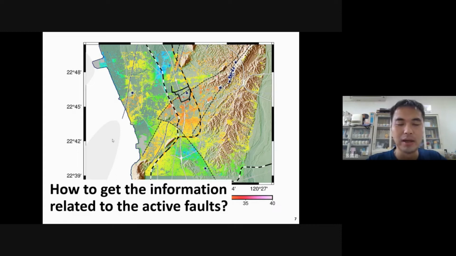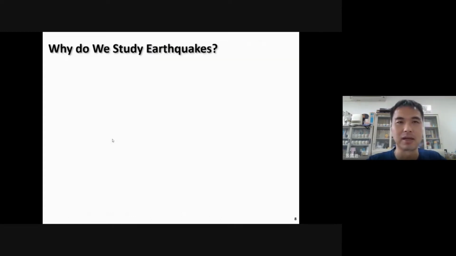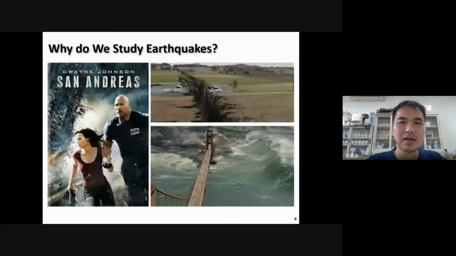And why do we want to focus on active faults and earthquakes? Actually, why do we study earthquakes? Just because, I always like, I like the movie San Andreas so much.